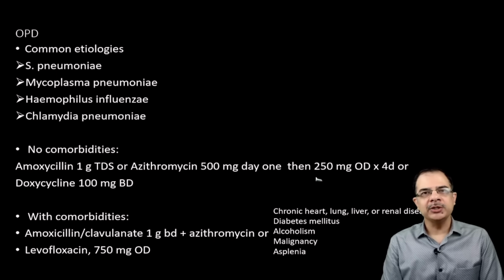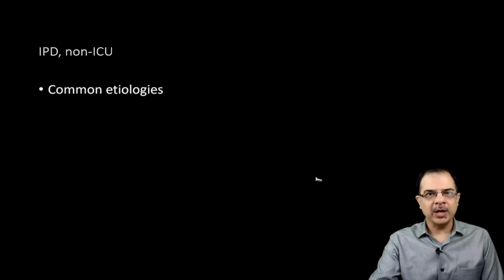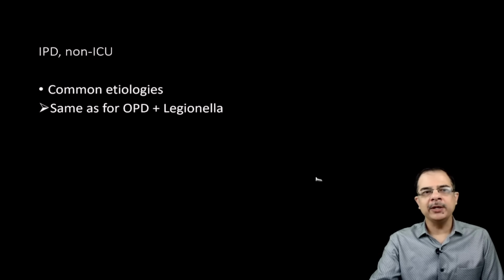These comorbid conditions include chronic heart disease, lung, liver, or renal disease, diabetes, alcoholism, malignancy, or spleen removal. For a patient who is admitted in IPD, in non-ICU settings, common etiological agents are same as for OPD, along with the atypical pneumonia, Legionella pneumonia.